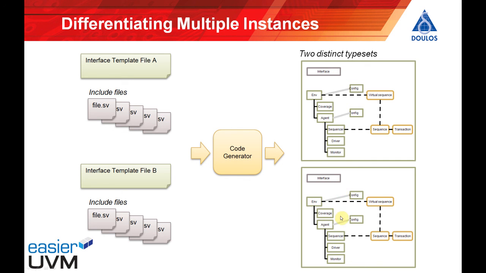So if you've got the same agent in different contexts, then you would give each agent its own interface template file, and it can then have different include files, and you're going to generate distinct typesets for each agent so they can behave as you please.